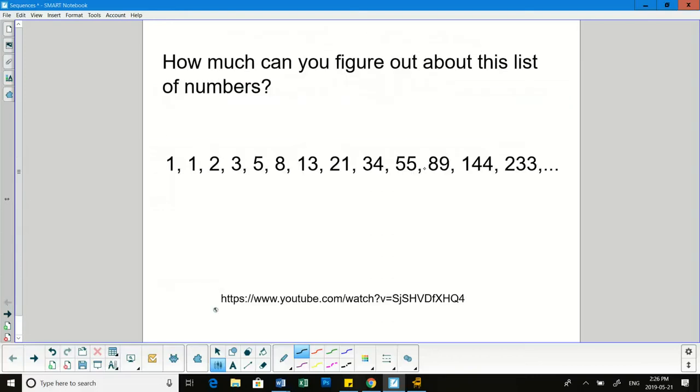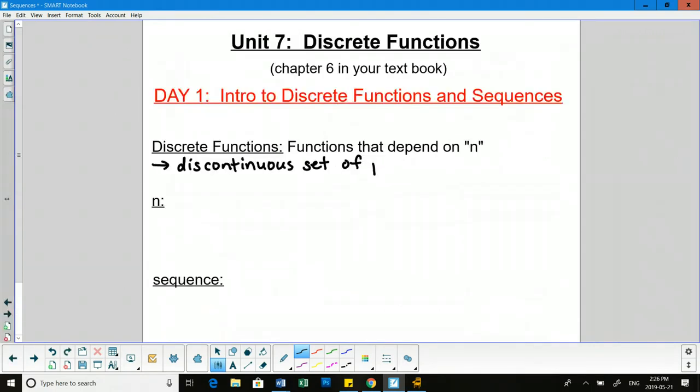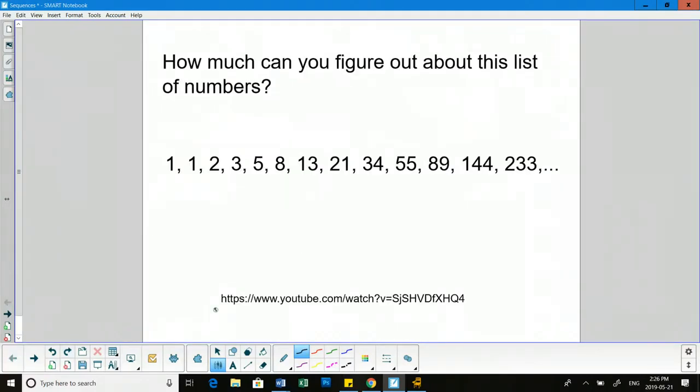So for instance, this is term 1, term 2, term 3, term 4, term 5, and so on. And these terms have values, right? The value of term 1 is 1, the value of term 2 is 2, term 3 is 2, term 4 is 3, term 5 is 5, term 6 is 8, and so on. So we'd graph the term number as the x and the term value as the y.